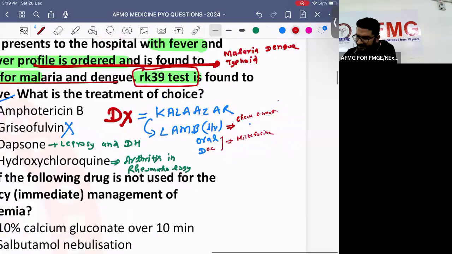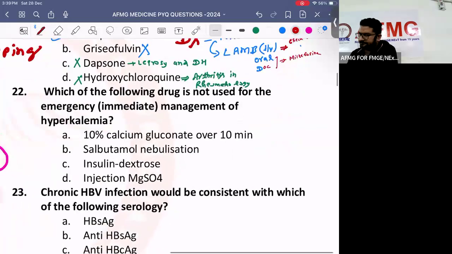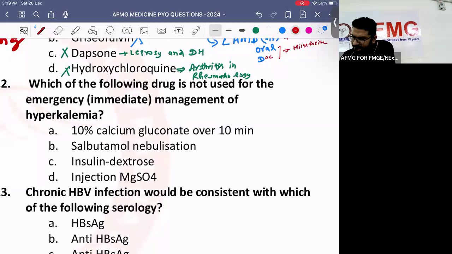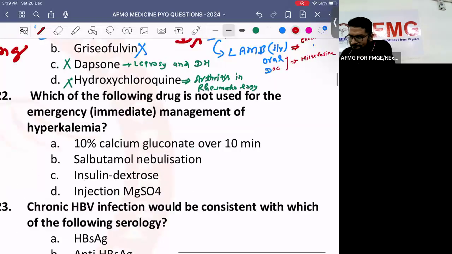Okay, next. Try to answer. Following drug is not used for the immediate management of hyperkalemia. Hyperkalemia means potassium is raised. What will you not use? 10% calcium gluconate, will you give it? In hyperkalemia, do we use this? Yes, so it is given.